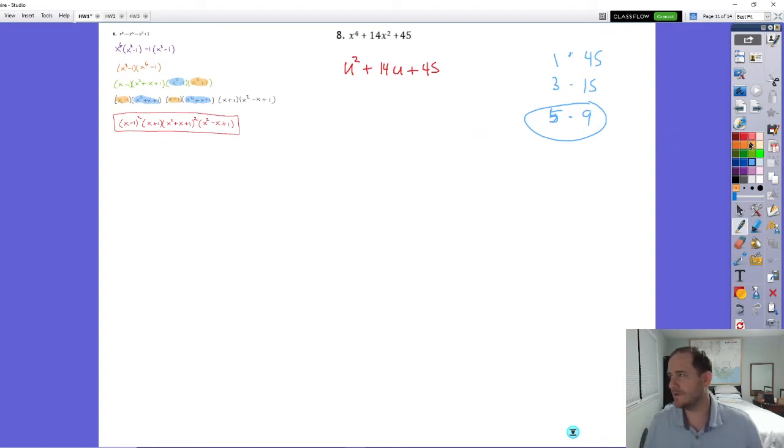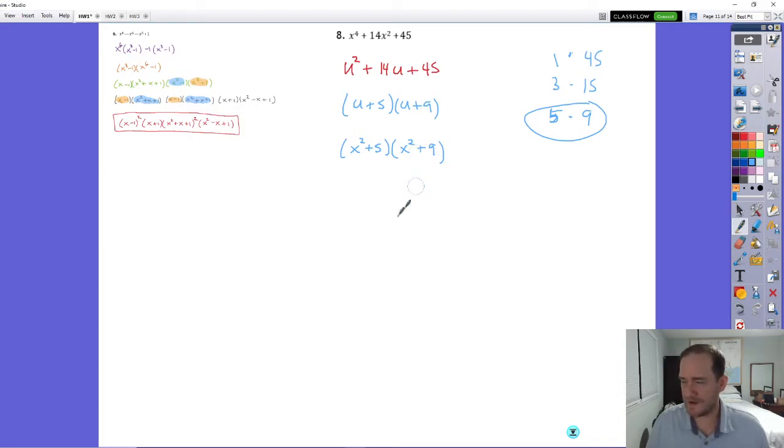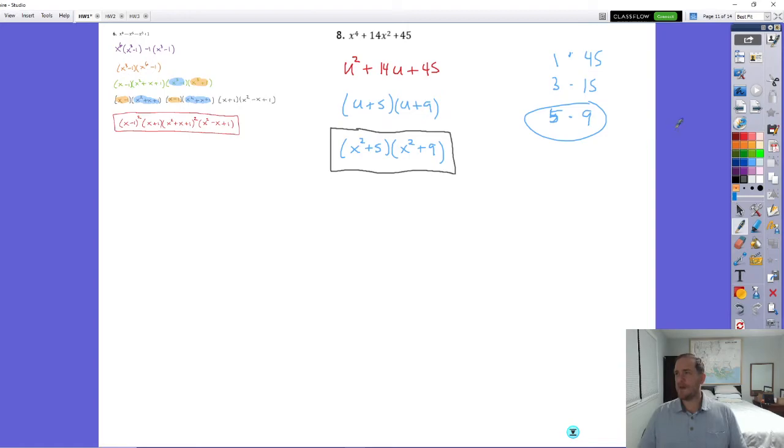So just factor. This one's pretty straightforward. So you're going to have a u plus 5 and a u plus 9. And since we let u equal x squared, these are really going to be x squared plus 5 and x squared plus 9. And with this being a sum, we don't have to factor any further. Only differences of squares are factorable. End of the line on that.